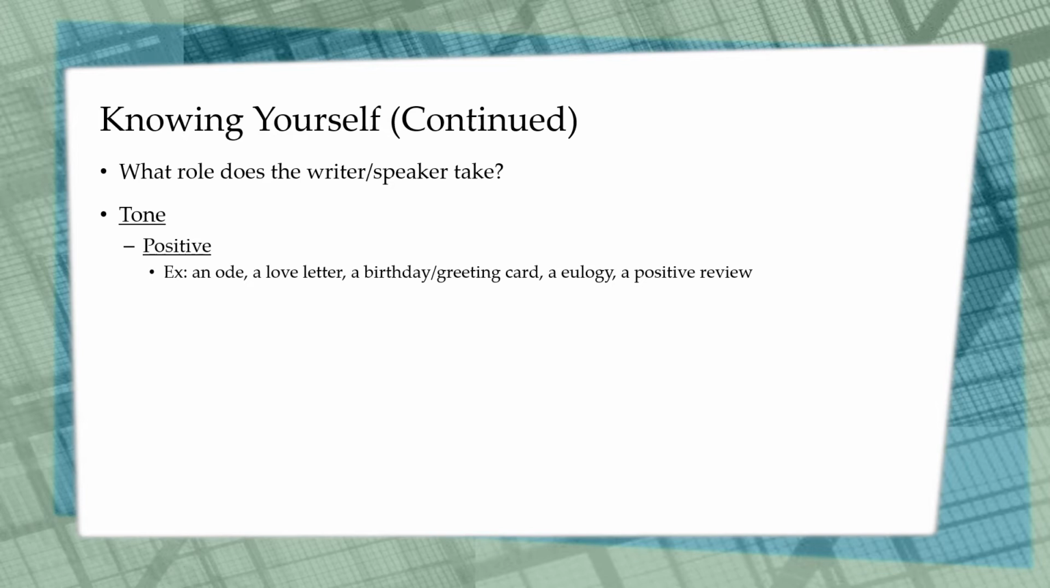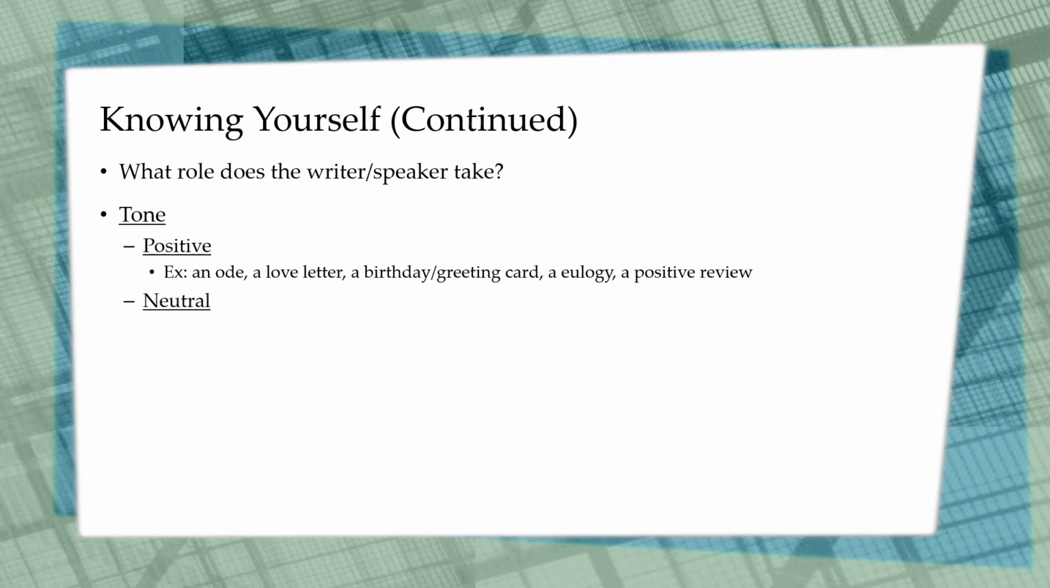This could be anything from a love letter, an ode, right? An ode is like a poem written in admiration of someone or something. It could be a birthday or a greeting card, a eulogy at a funeral, right? Not a happy event, really, but if you're saying something nice about somebody, it is. Or even just a positive review, like if you're looking on Yelp or something like that, and you're looking for someone to say something nice about a restaurant or even a movie that you want to see.